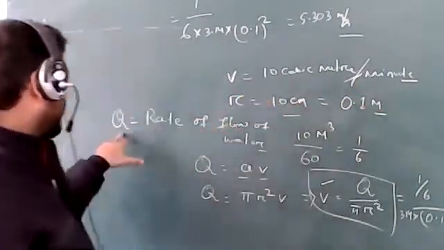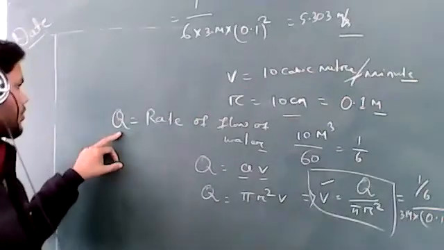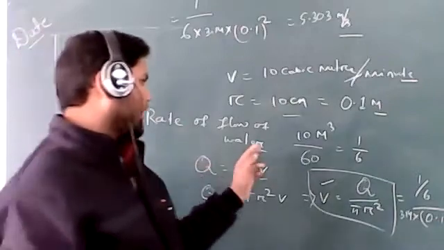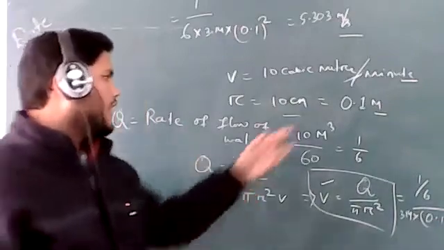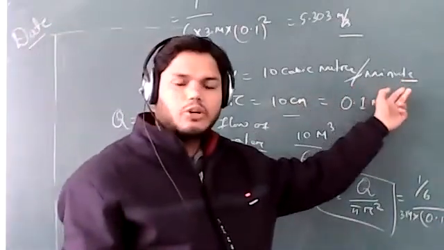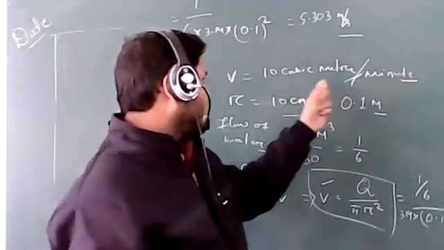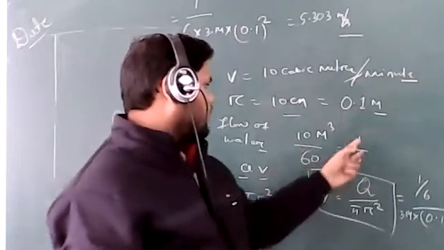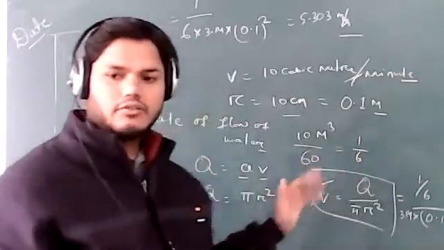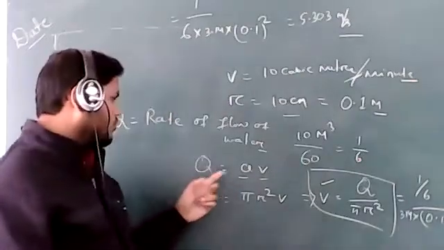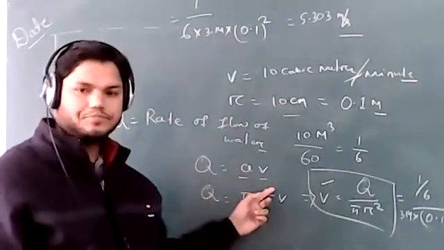If you want to find out, first you have to find Q, the rate of flow of water per second. It is given per minute, and 1 minute equals 60 seconds. So you just divide 10 by 60, that will be 1 upon 6. So you know the formula, Q equals area into velocity.